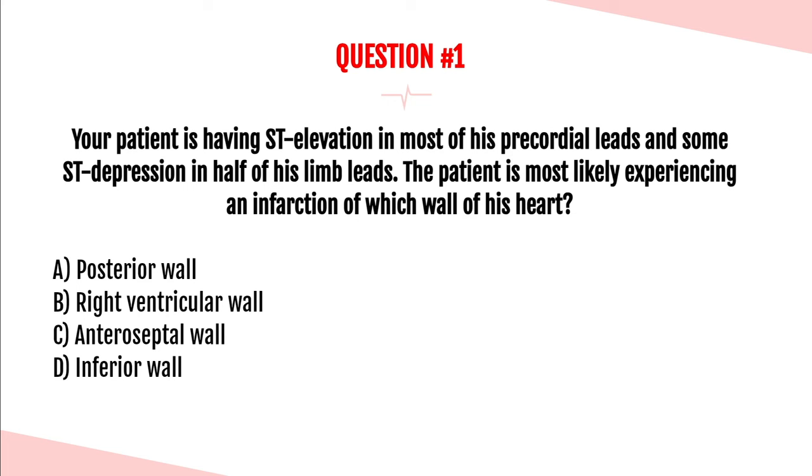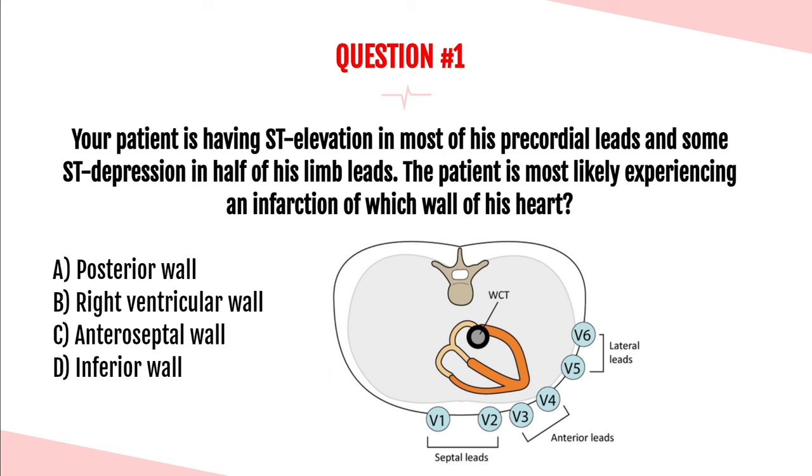This picture is leads V1 through V6 as if you were standing on a ladder and looking down at their head. So V1 and V2 are the septal leads, V3 and V4 are anterior leads, V5 and V6 are some of the lateral leads. Well, it looks like I see anteroseptal as an answer here. So that would make up most of the ST elevation we see in his precordial leads.